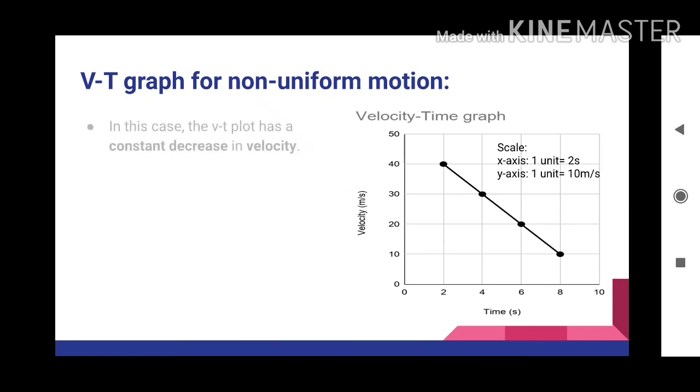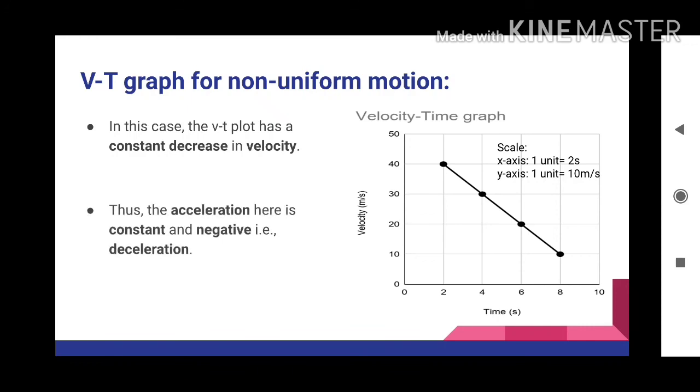So in this case the VT plot has a constant decrease in velocity. The velocity was decreasing. As a result, since the velocity is decreasing constantly, the acceleration is negative but a fixed value. If you were to calculate the slope here, the acceleration will be equal to minus 30 by 6, which will give you minus 5 meter per second squared. So the acceleration here is constant and negative, that is deceleration, or another name for the same thing is retardation.